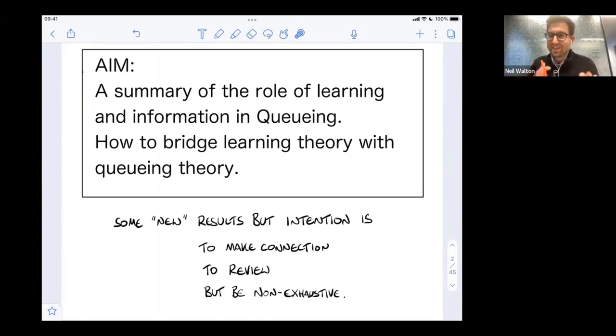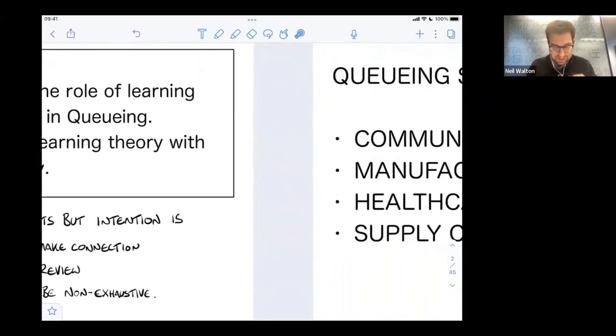This is originally an hour-long talk, so I'm going to skip a few slides as we go along, just to make sure we stay on top of things.